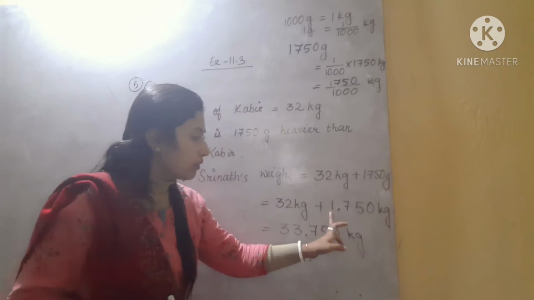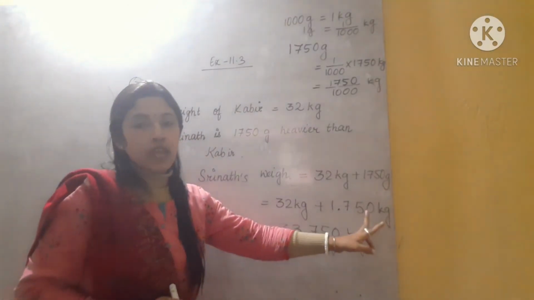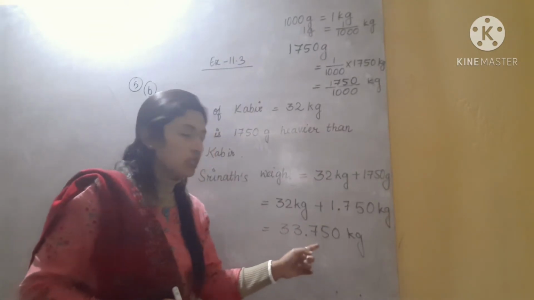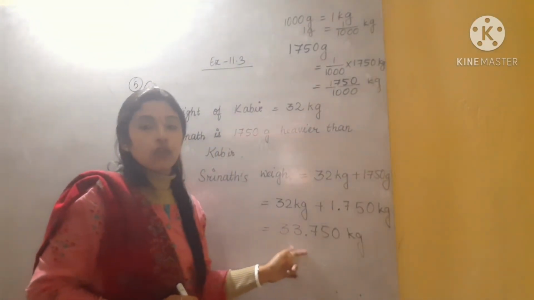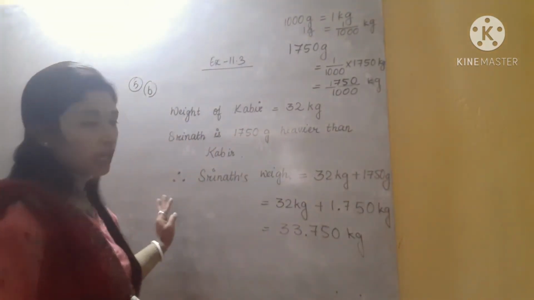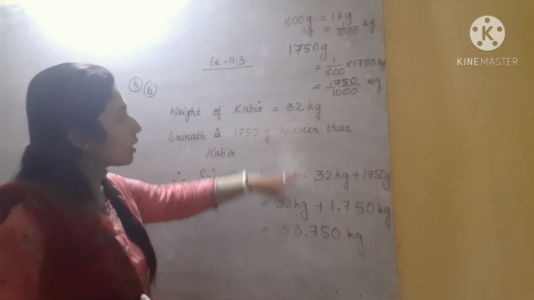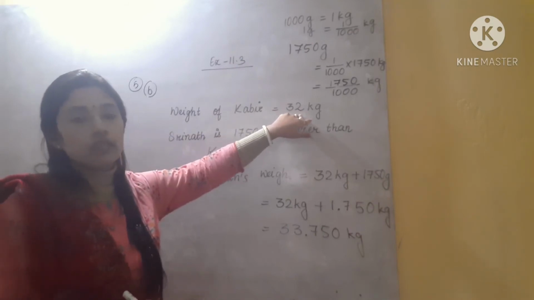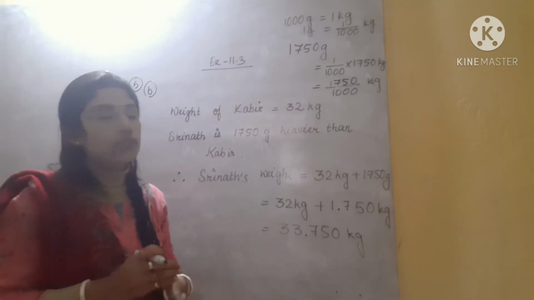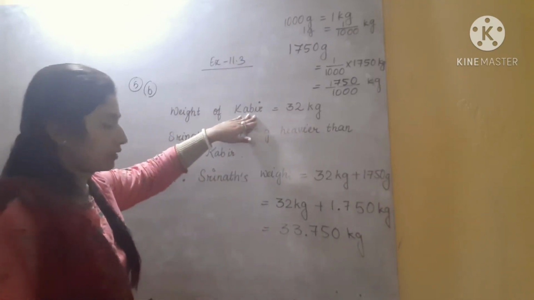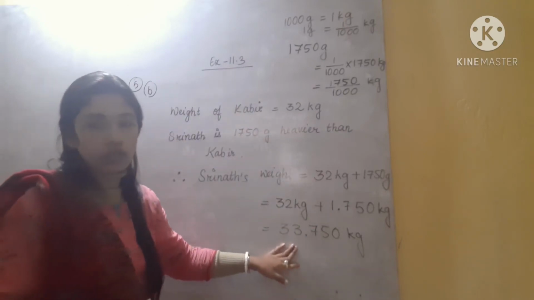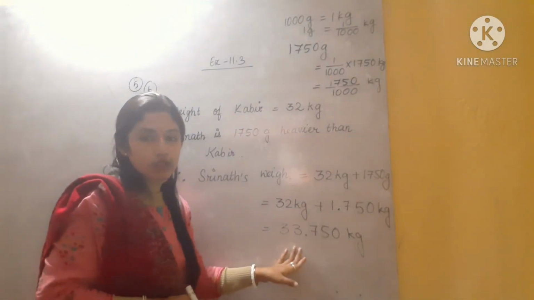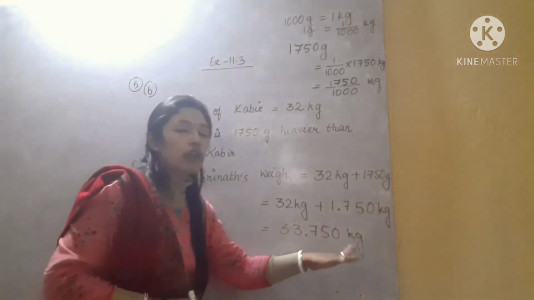So see, this one will be 1.750 kg, and this number we have to add into 32. We will get 33.750 kg, which will be the weight of Srinath. And see, it is more than Kabir's weight. See, the weight of Kabir is 32 kg, and already in the question it is given that the weight of Srinath is more than what? Kabir. That means the weight will be more. Okay, so finally the weight is 33.750. We can also write 33.75 kg.